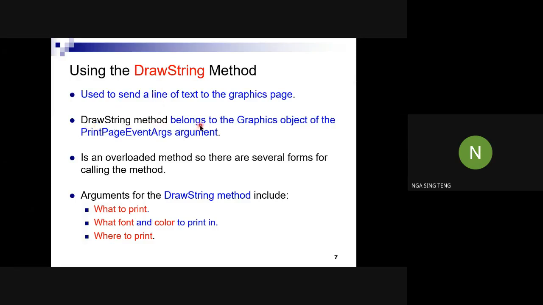The DrawString method belongs to the graphics object of the print page event argument. You're going to use this DrawString method later. It's an overloaded method, so there are several forms for calling the method. Which means that just by using the DrawString method, you can set all these types of information inside it: different info for different forms, different info for different reports that you want to print. That is the overloaded method, and you can use it many times.